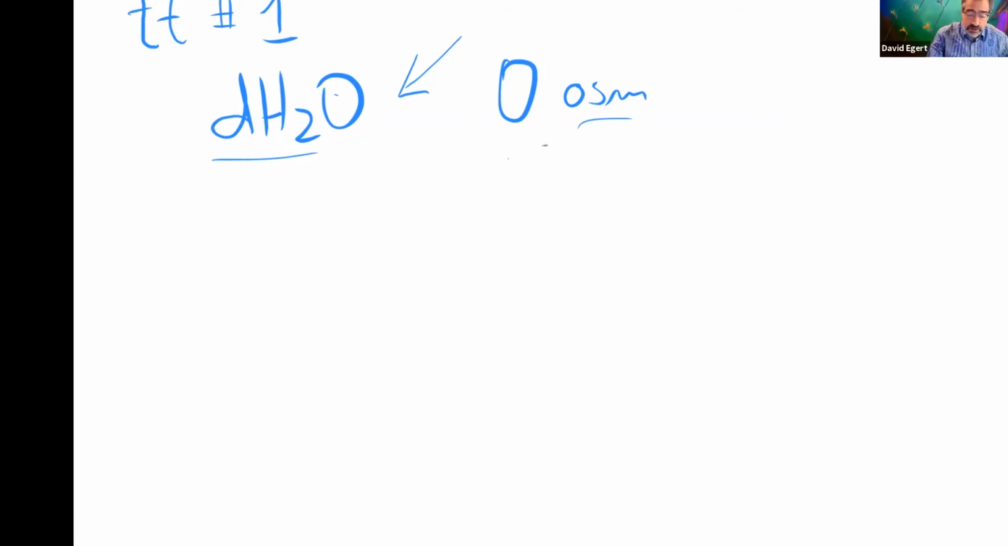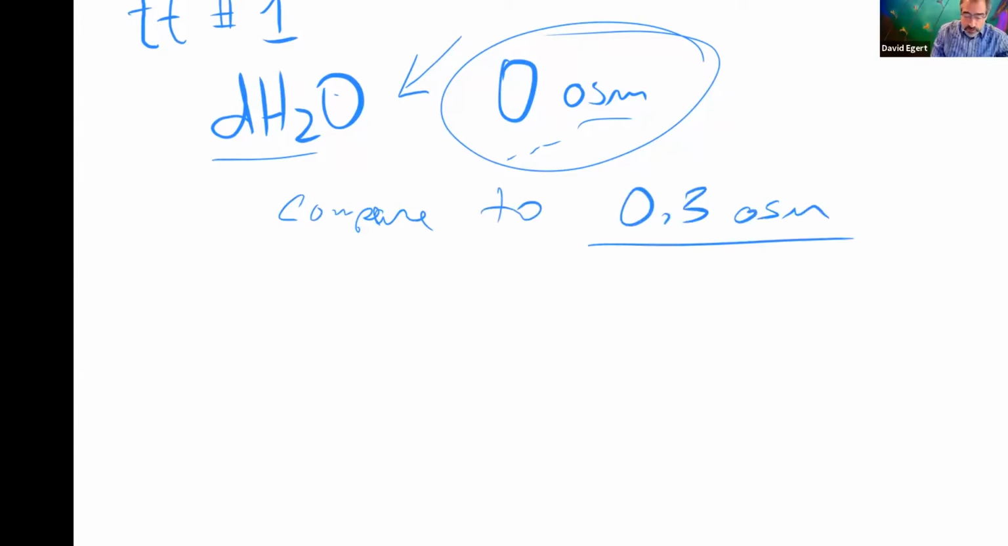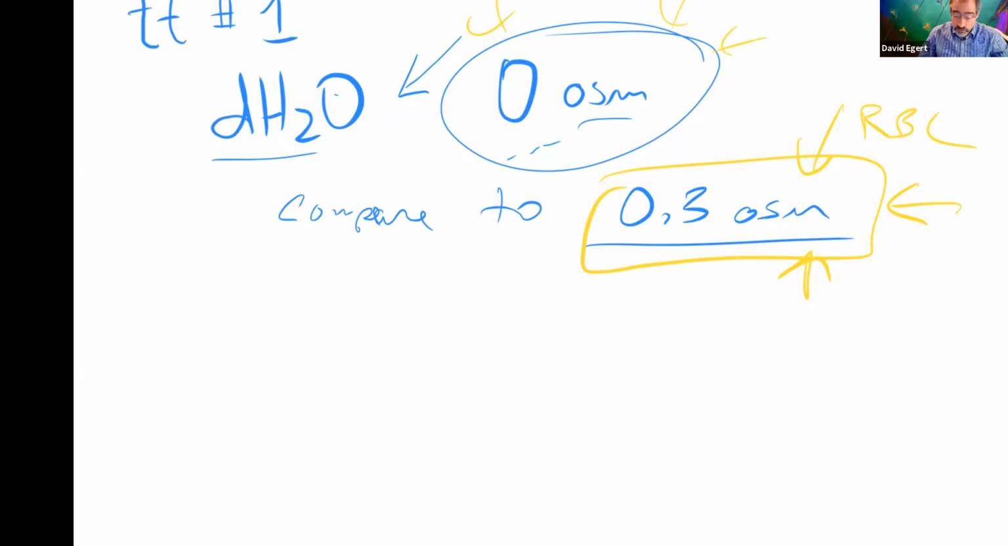So in every single test tube, I'm going to calculate the osmolarity, and then what am I going to do next? Compare it to the red blood cell's osmolarity. Yeah, exactly. Which is what? It's 0.3 osmolar. Every time, we're going to compare whatever we get to 0.3 osmolar, which is the RBC. The RBC is always going to be this, and we're always going to calculate what's in the test tube.